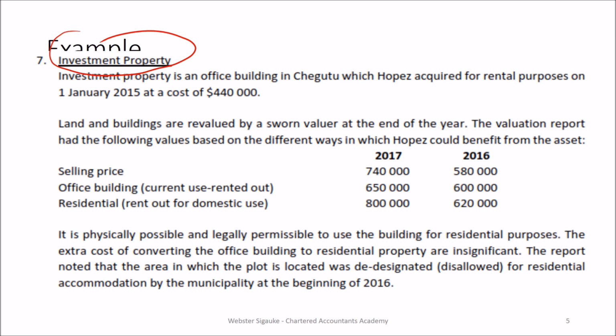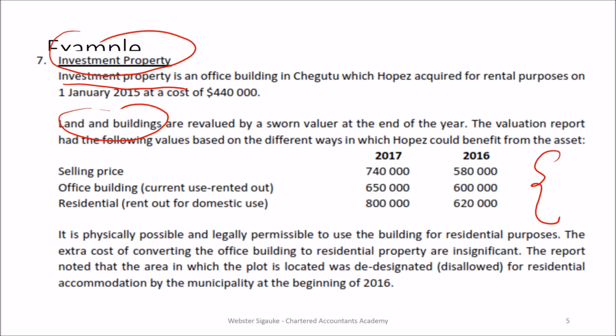So land and buildings are revalued by a sworn valuer at the end of the year. The valuation report had the following values based on the different ways in which Hoppers could benefit from the asset. So number one, since it's an investment property, it's land and buildings, it's a non-monetary asset. The moment it's a non-monetary asset, we need to consider the highest and best use. And we have been given a number of values which we have over here. And these are based on certain manner of use.